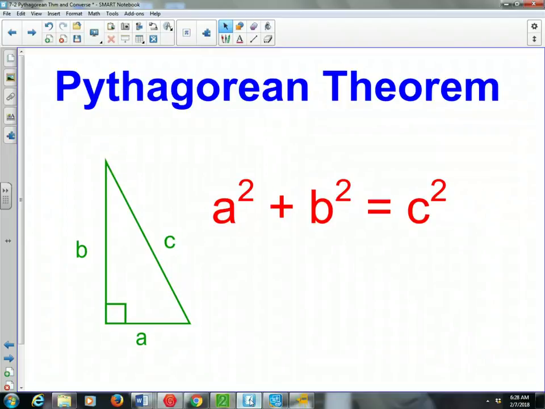The Pythagorean Theorem is arguably one of the most famous theorems in all of mathematics. People remember this one more than any other theorem, probably in all of geometry. So I'm going to write this as an if-then statement.